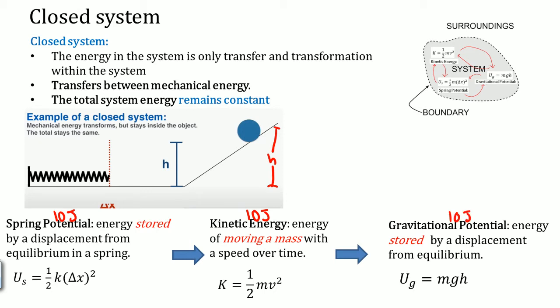So notice that the total energy remains constant at 10 joules, no matter what scenario it is. When it's at the spring, it's still 10 joules. When it's kinetic, it's still 10 joules. And when it's gravitational potential, it's still 10 joules. No energy was lost, merely transferred from one to the other.